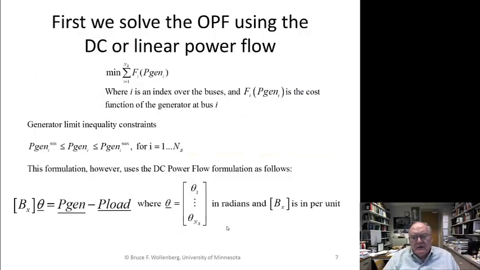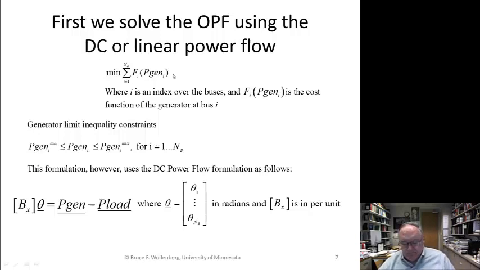The first thing we're going to do is set it up using the linear power flow. Now, you're going to say, wait a minute, now you're really simplifying. Yes, I'm simplifying it in order to use it as a teaching tool here, but we will get back to solutions of the OPF for AC later on in the lectures. Okay, so we're going to use the DC or linear power flow.